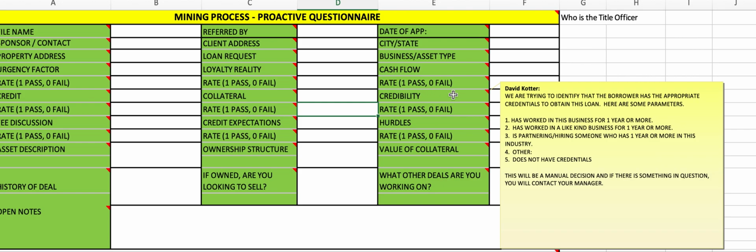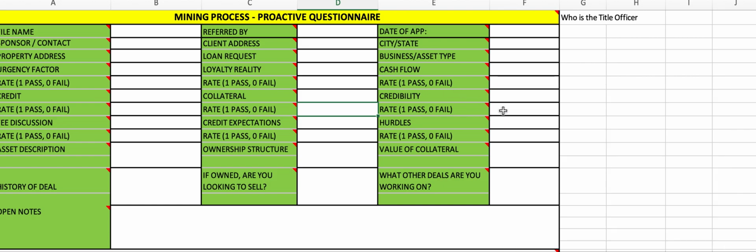Credibility, we're talking about the borrower's ability to have experience. So one, have they worked in the business for one year or more? Have they worked in a like-kind business for one year or more? Is partnering or hiring someone who has one year or more in this industry. So we want to really see if they have the credentials or like-kind experience. And if there's a gray area, obviously we want to ask your manager, and then you'll rate it.